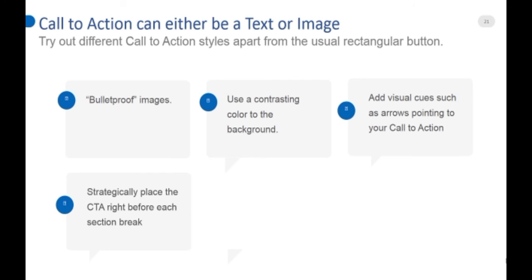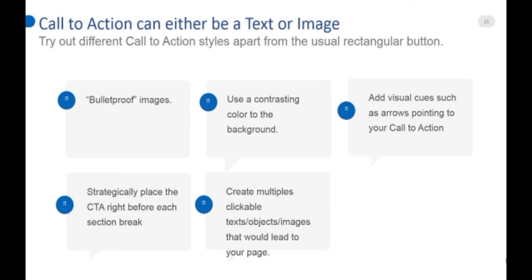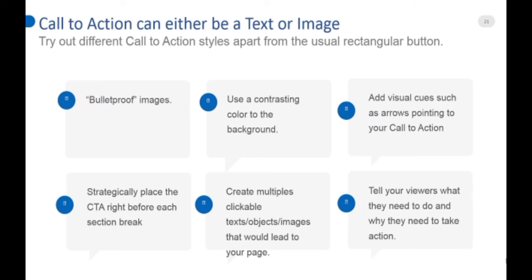Number 4, strategically place the call to action right before each section break. So you can add additional calls to action throughout your infographic. You don't want to put too many, but you want to put just enough to make it pretty obvious what they need to do next. You can also create multiple clickable text, objects, or images that would lead to your page. And number 6, you can tell viewers what they need to do and why they need to take action. You can add some scarcity as well to get them to take action immediately, and that will help you greatly.